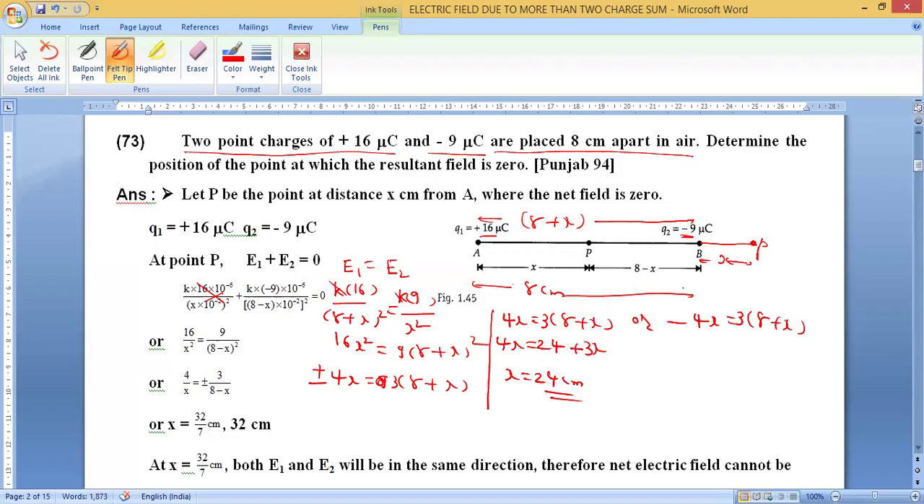Now here minus 4x is equal to 24 plus 3x. Then we write here minus 7x is equal to 24. Then x is equal to minus 24 by 7 centimeter. तो हमें ये मिलता है x is equal to 24 centimeter यहाँ से, और between this side minus 24 by 7 centimeter from the Q2 charge.